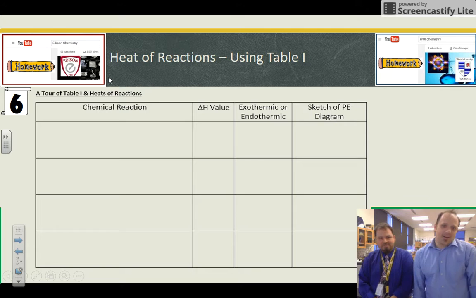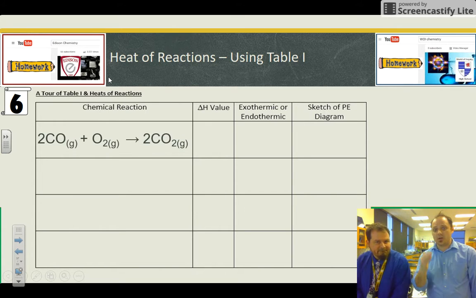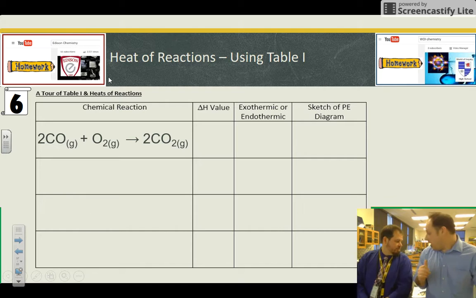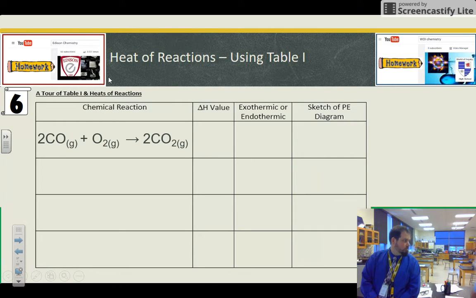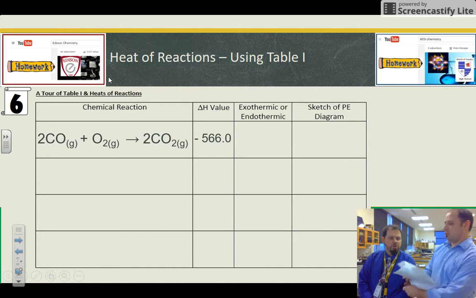It's late. All right. Right off Table I, these are equations that are listed on Table I. They're given a delta H value to you straight off the table. You got one behind you. Grab that. The part that you need to interpret from these notes is whether that delta H means the reaction is exo or endo. We're going to look it up real quick on Table I and show you what it looks like.